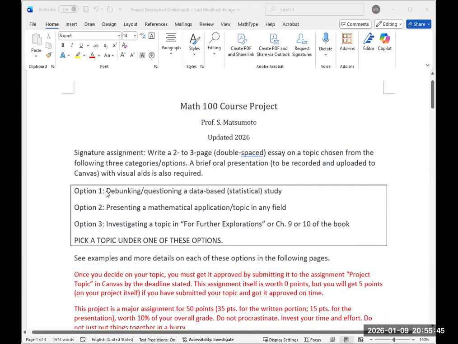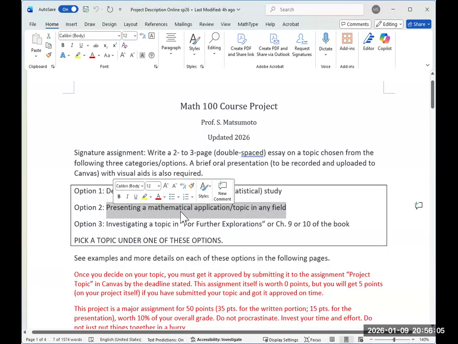Okay, so the three options. Option number one is to pick a data-based statistical study and debunk or question its validity. All right, I'll elaborate on that in a minute. Option number two, to present a mathematical application or topic in any field of your choice, which may be something that you are interested in because it's a part of your major or because it's something that you do at work. It has to be a mathematical application. And so again, I will talk about this a bit more in detail later.